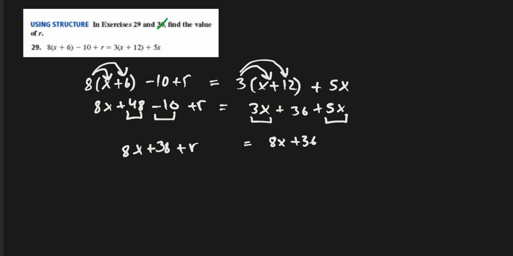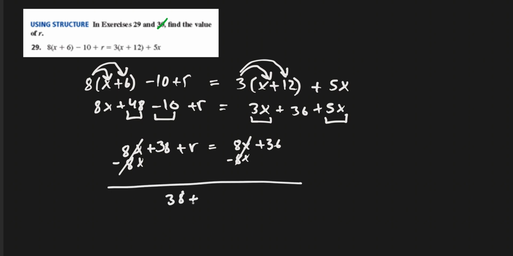Now this is interesting because you'll see that the x's disappear. What does that mean? The x's actually disappear. So if we subtract 8x on both sides, the x's go away. And we only have one value for r now. So this is going to be 38 plus r is equal to 36. We have an actual numerical value of -2.